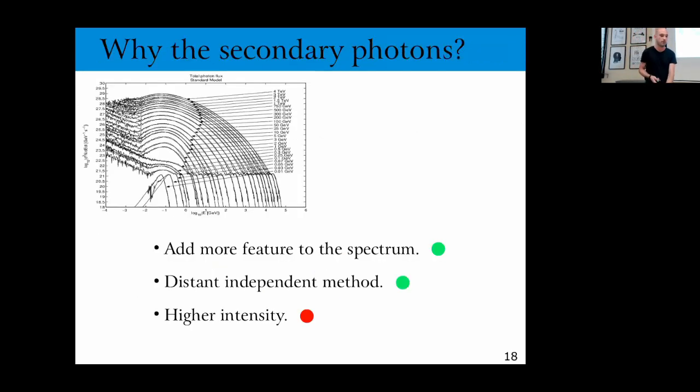Now I would like to move to another topic: why we want to use the secondary part of the photon emission, because it adds more features to the spectrum, helping to assess the spin and the mass of the black hole in a distance-independent method. Also our first idea was, well, this part of the emission is more intense, so higher intensity, easier to spot. But this is a no-go zone because this part of the spectrum is highly degenerate in both the quantities we want to measure. So we have to use other features of the spectrum, which are in this part here.